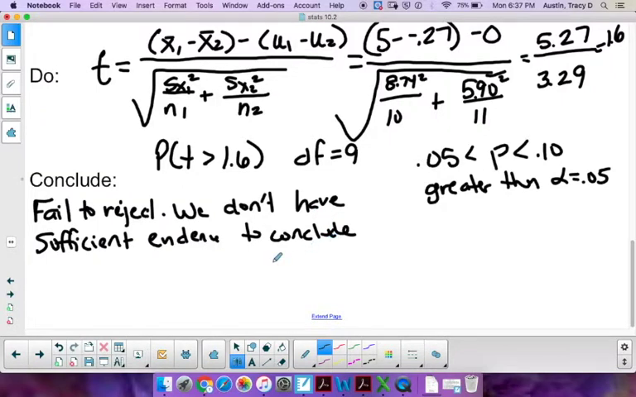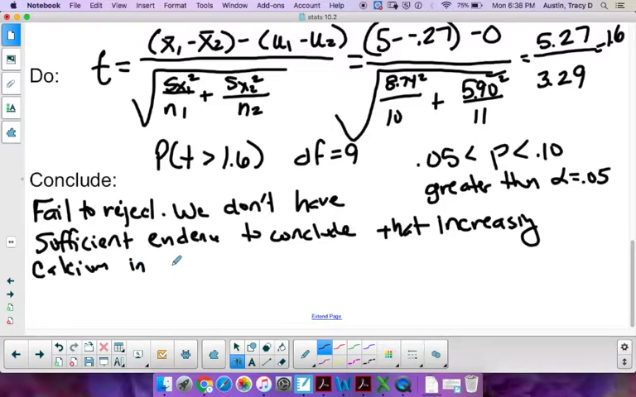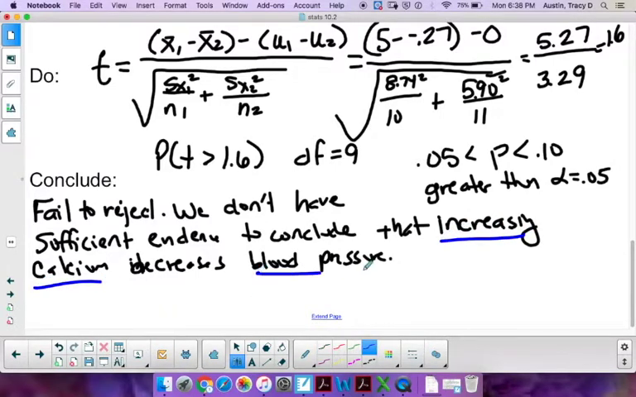But knowing what we're being asked, and technically it's an experiment, so it's cause and effect, we don't have sufficient evidence to conclude that increasing calcium decreases blood pressure. So we have our cause and effect stated. And, you know, increasing calcium being the cause and decreasing the blood pressure being the effect. Okay, so we don't have evidence for that. All right, and that is from top to bottom how you would run a difference of means for an experiment.